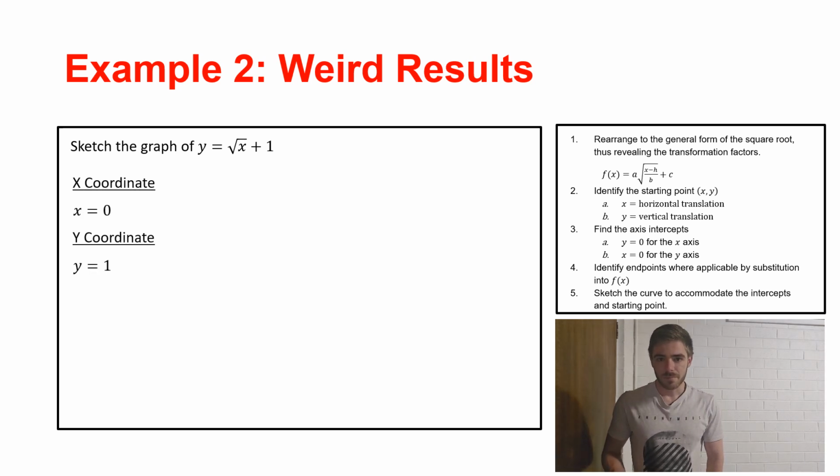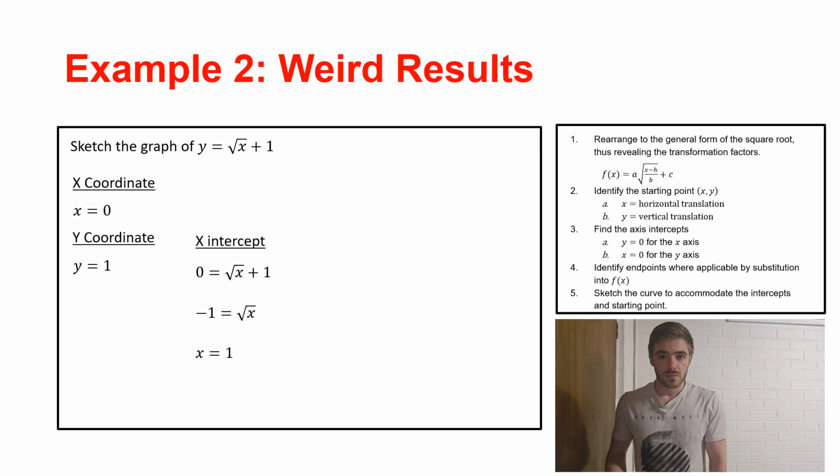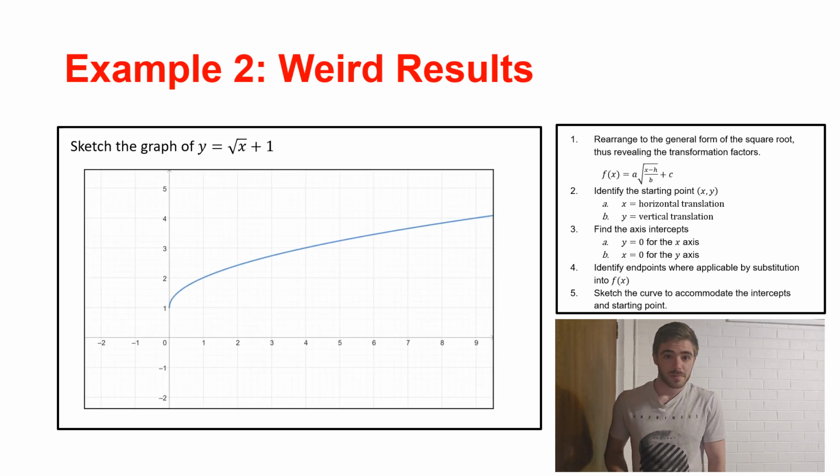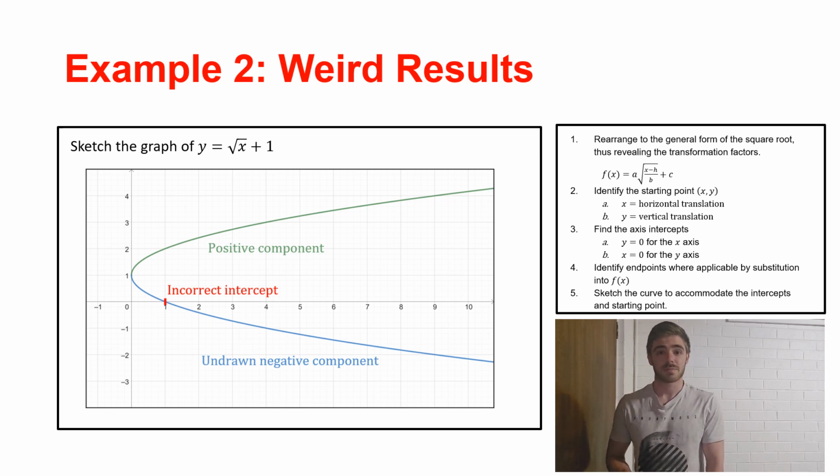Now here's the weird bit. When we go to find our x-intercept, we're going to sub in y equals 0 and then rearrange, and that's going to give us x equals 1. What's the issue? Well, here's what the graph's supposed to look like. As you can see, there's no x-intercept on that graph. So what happened? Well, here's what we actually found. When we did our math, we didn't account for the fact that we only want the positive half of the square root. The x-intercept that we found belongs to the negative half of the root.